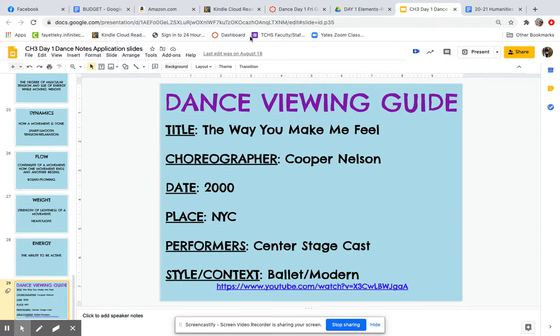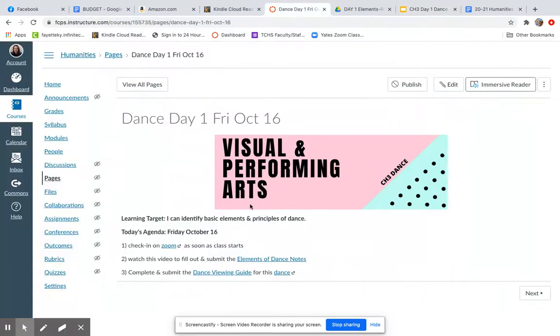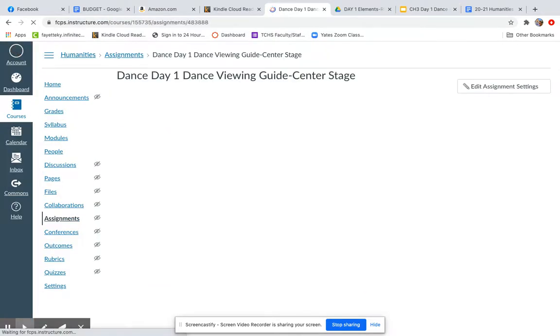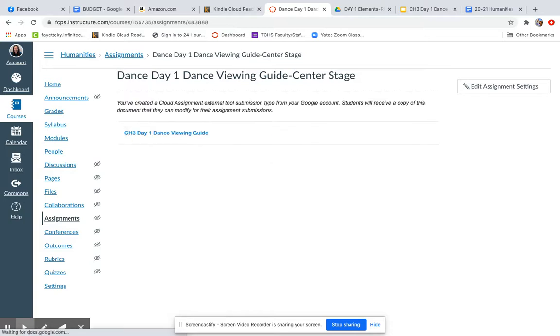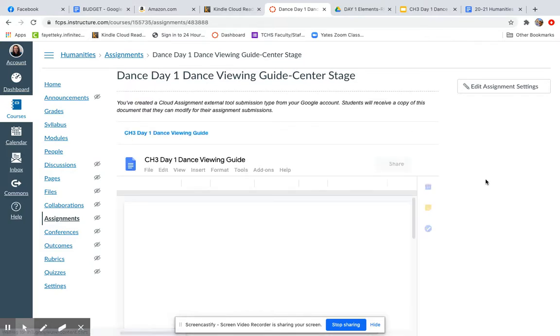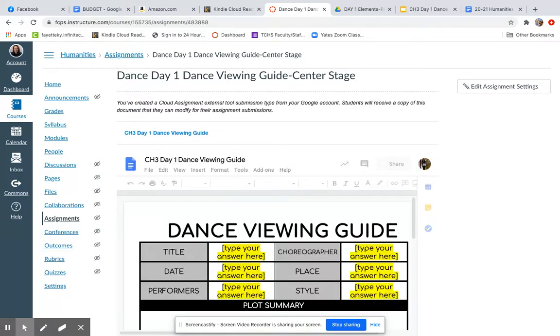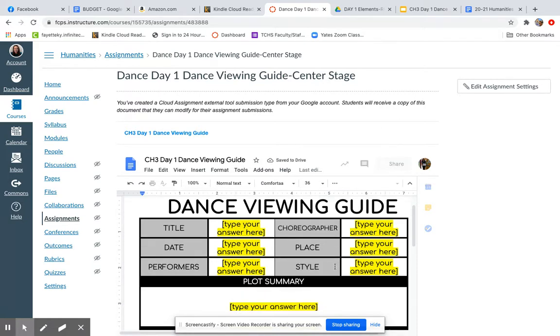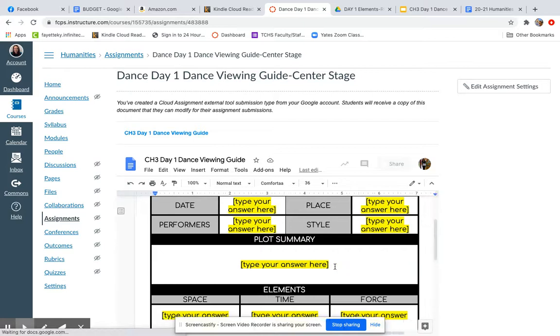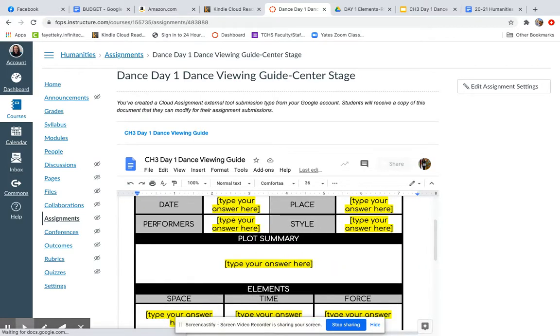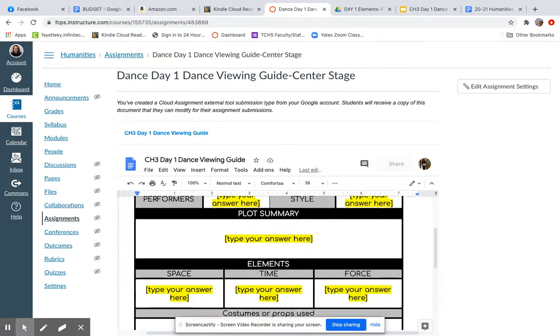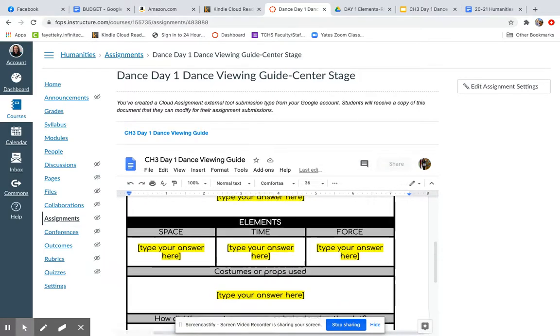So what you're going to do on that dance viewing guide is fill this top part out from the information in that PowerPoint, and then you're going to watch the dance. Okay, you're going to give a brief plot summary of what you think is happening in the dance. And then you're going to describe 3 elements.